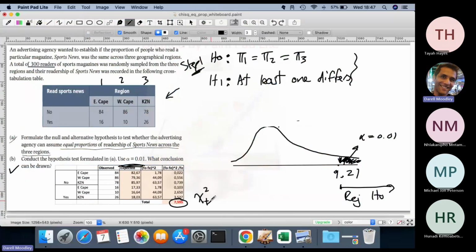Based on this, and where your rejection region is here, do you accept or reject H0? What do you think? Then write it in the chat. Accept or reject H0. What's your vote? Based on what you found here for your chi-square test. The chi-square test here, if you can't see it, it's 7.595. Do we reject H0 or do we accept H0?